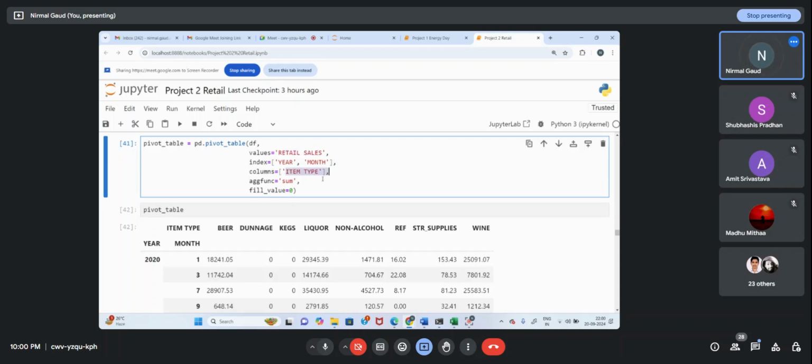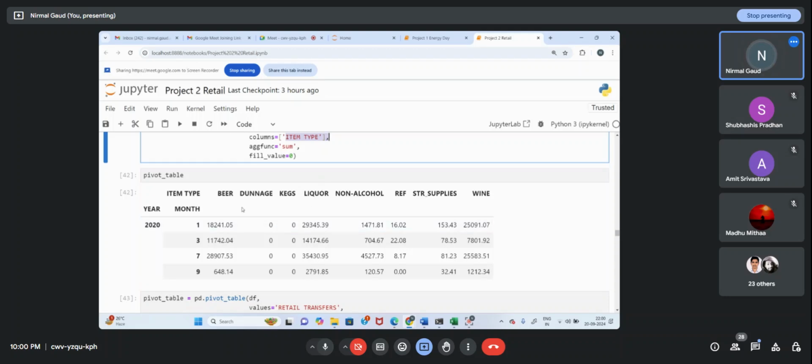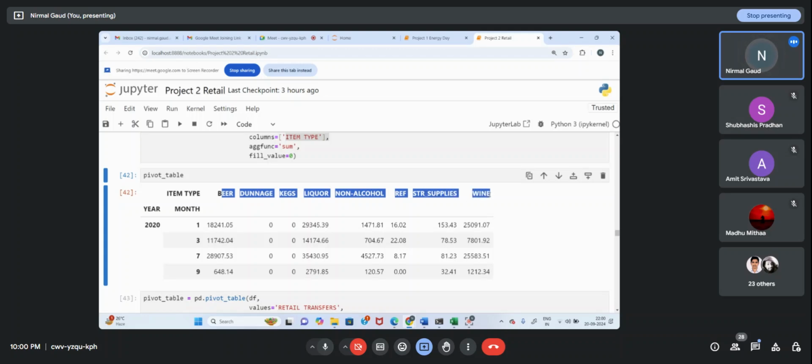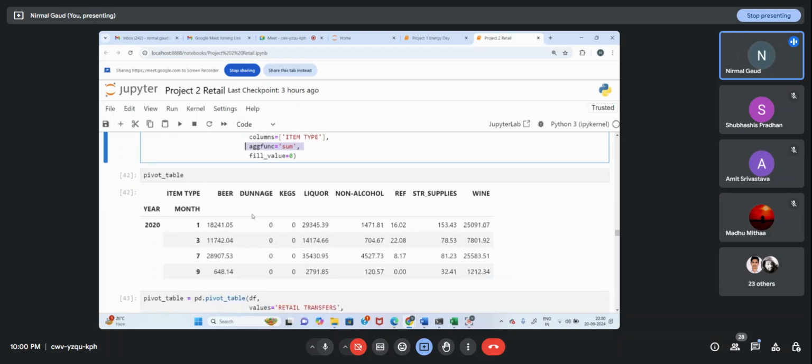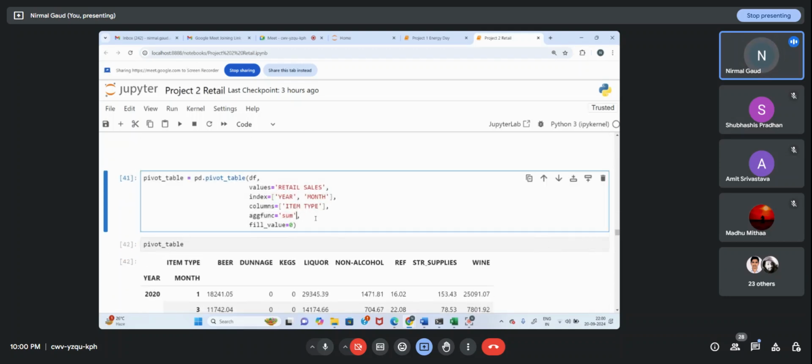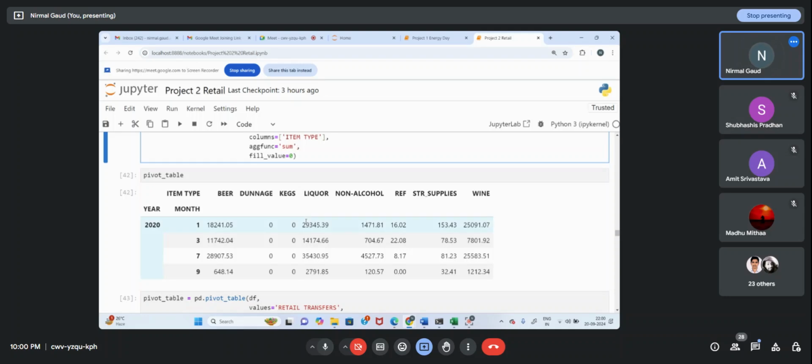What can I do? This is the table I can make. These are the items; let me take them on the column side, and these are the continuous values which I took. The aggregate function I took here is the sum. That means for year 2020, for month 1, what is the sum for the beer, meaning the entries of values present in the retail sales column. Either I can take sum, average, max, or min. So this is a relationship I can form.